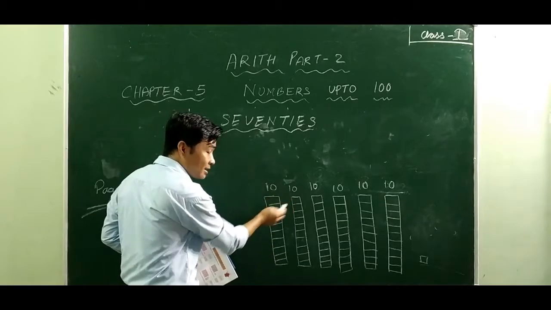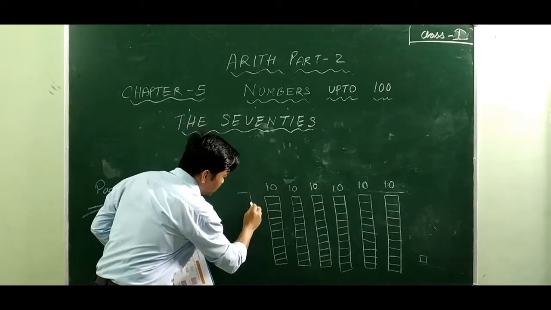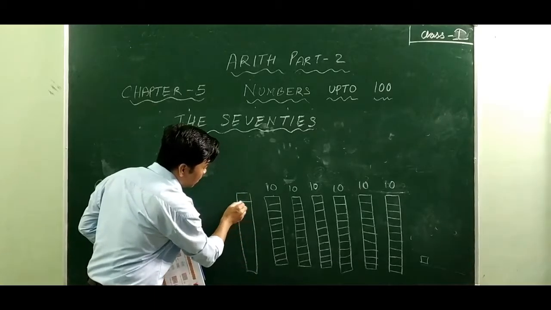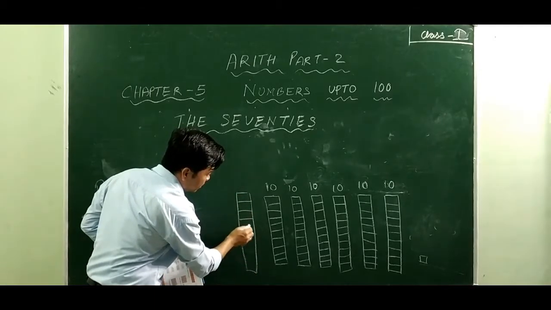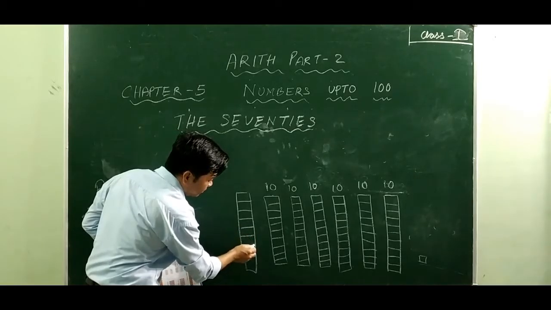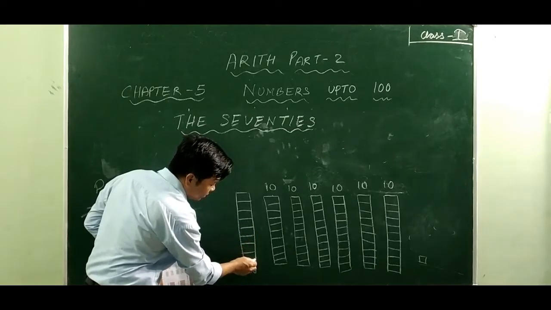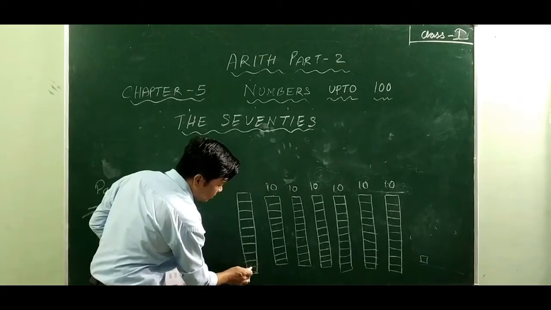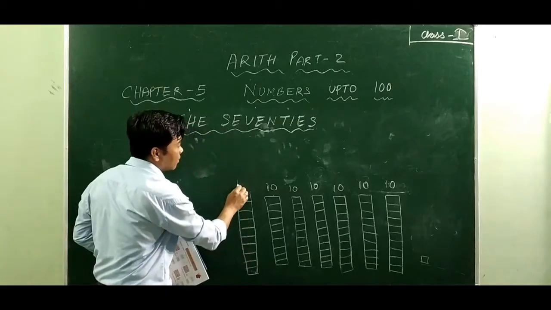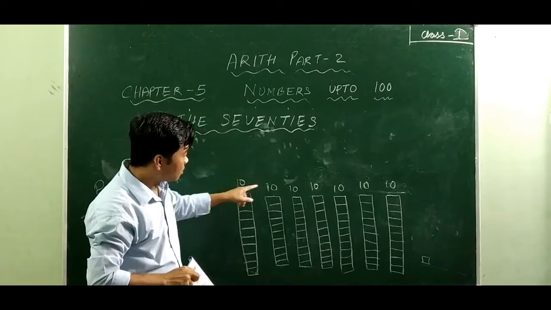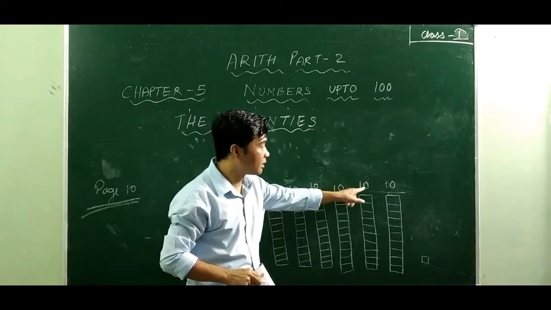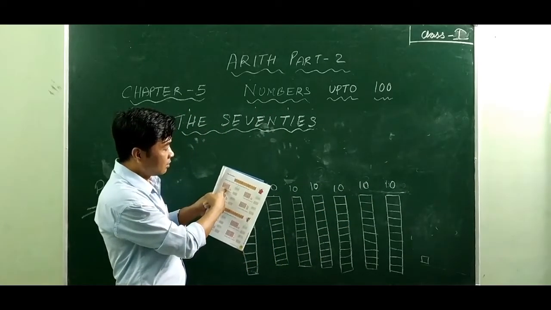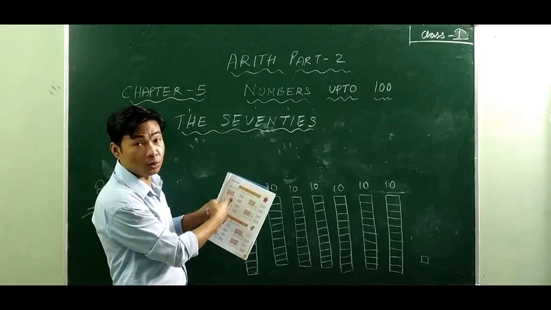So we have a total of 6. We need one more. So one more box here which has 10 digits. 1, 2, 3, 4, 5, 6, 7, 8, 9 and 10. So we have the complete 7 boxes of tens. Now 1, 2, 3, 4, 5, 6, 7. The first question here: 7 tens and 2 ones.